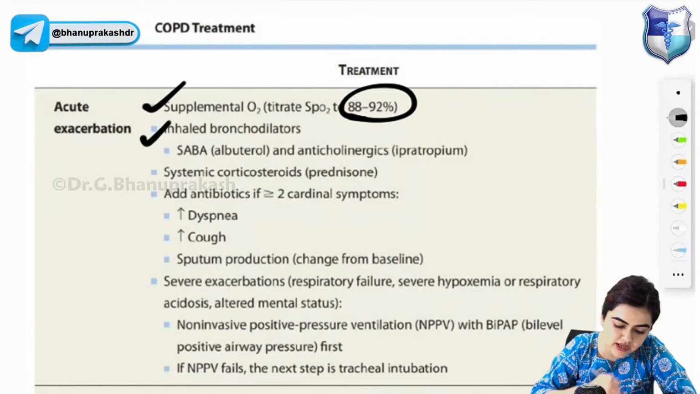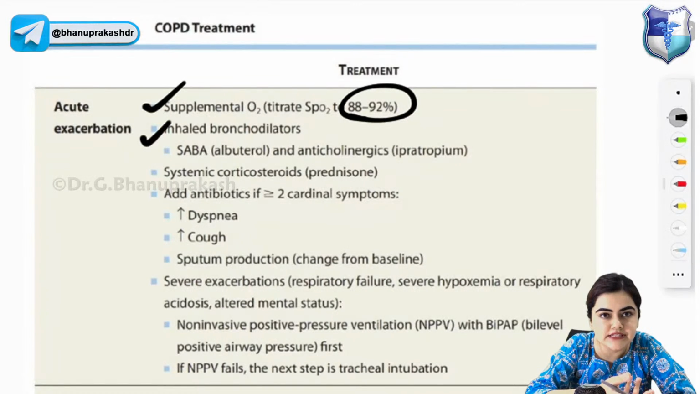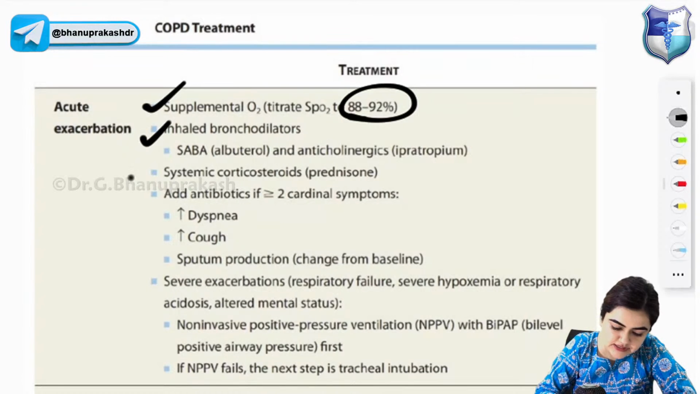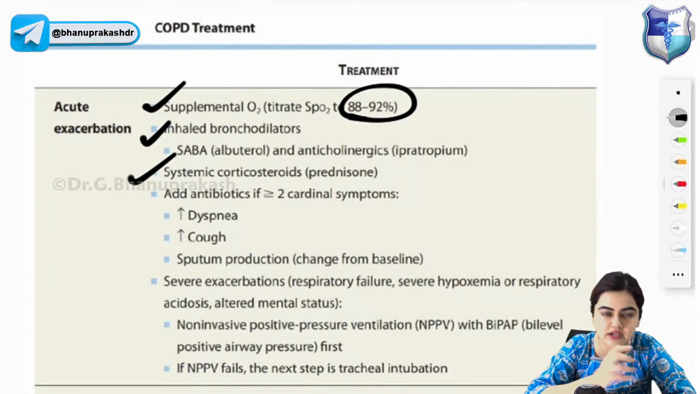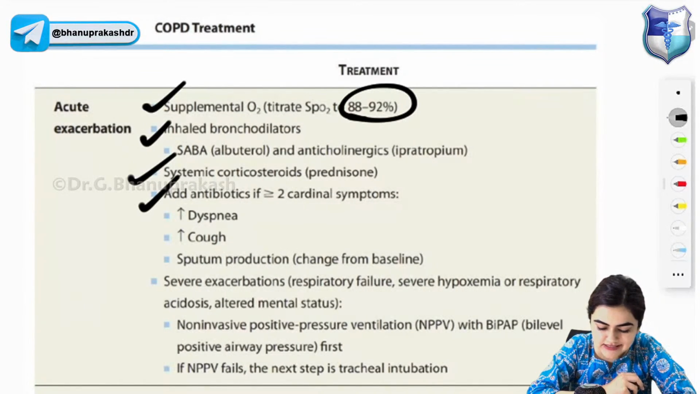In case of acute exacerbation, inhaled bronchodilators are given, like SABA, albuterol, and anticholinergics like ipratropium. Systemic corticosteroids like prednisone are given. You will add antibiotics if more than two cardinal symptoms are there, like dyspnea, cough, and sputum production.